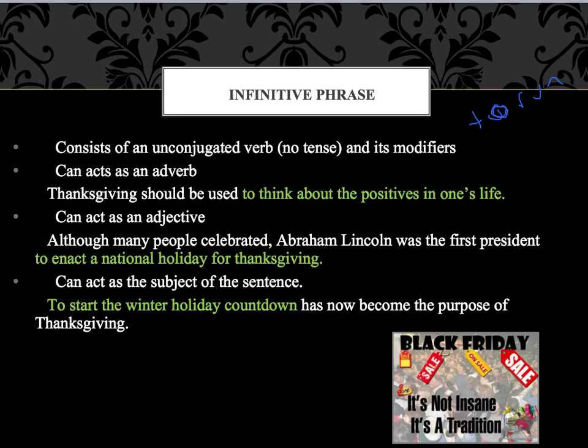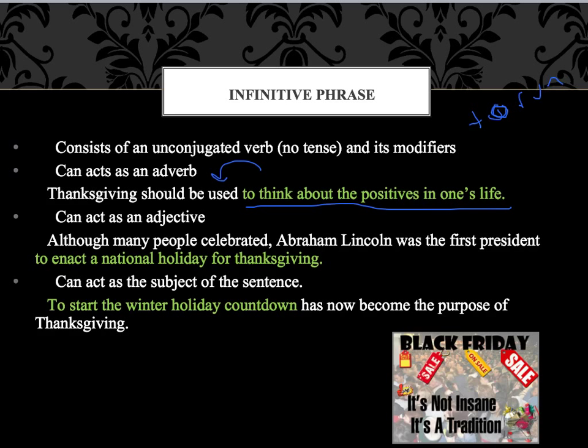Infinitive phrases can act as an adverb. Thanksgiving should be used to think about the positives in one's life. Okay. See how my infinitive phrase here, to think about the positives in one's life, is modifying the verb used. Okay, so because it describes the verb, or telling us when, or how, right, this one's a how, that makes it the adverb. Okay. An infinitive phrase can also act as an adjective.